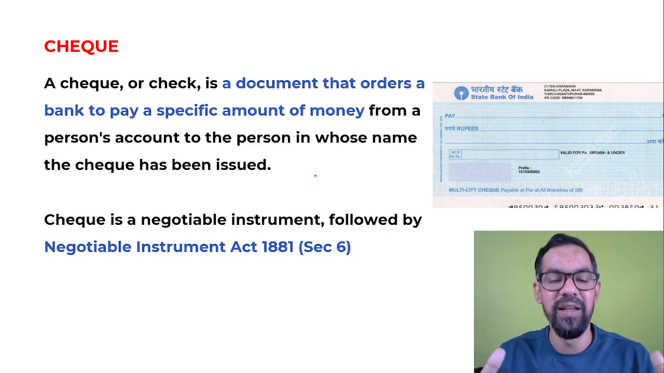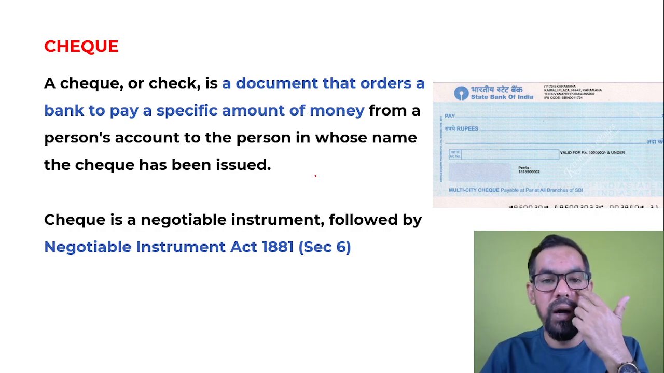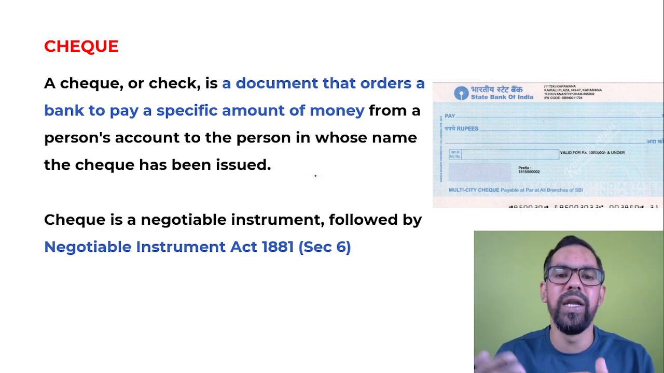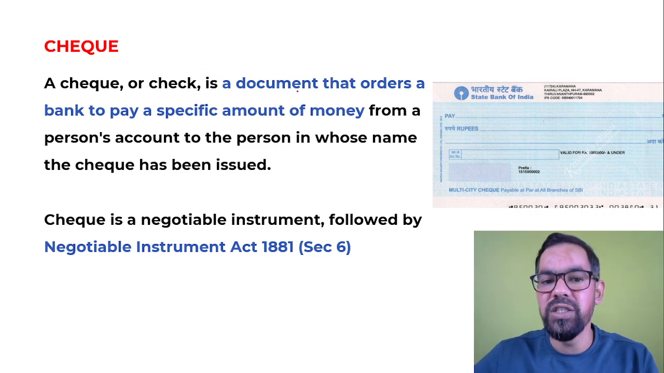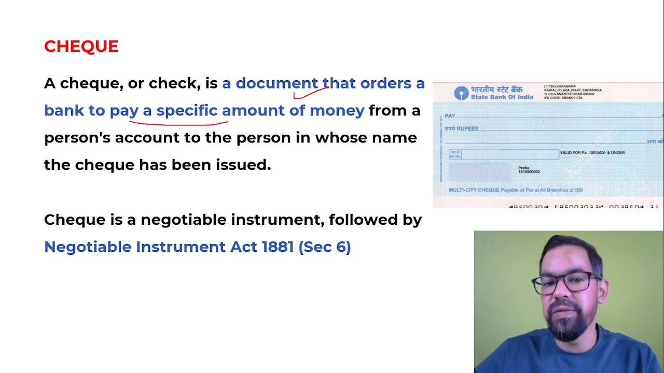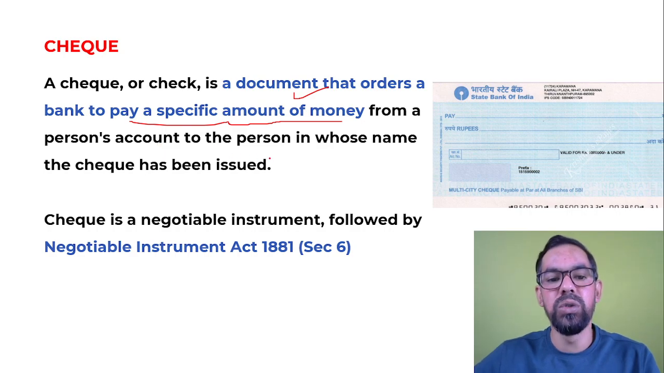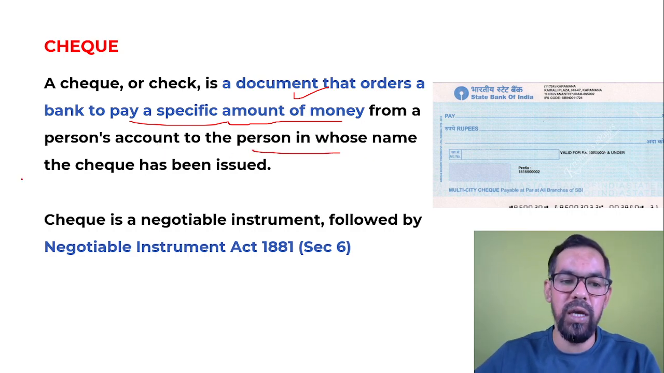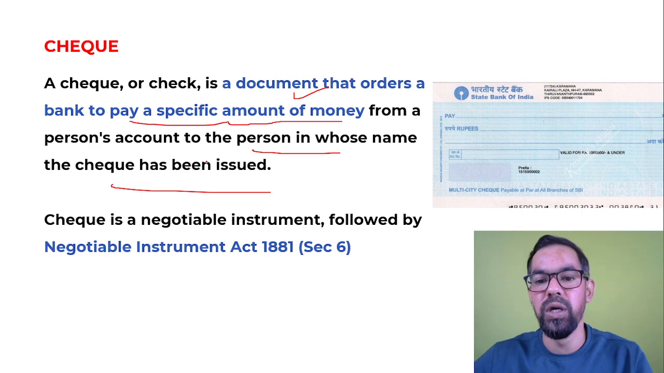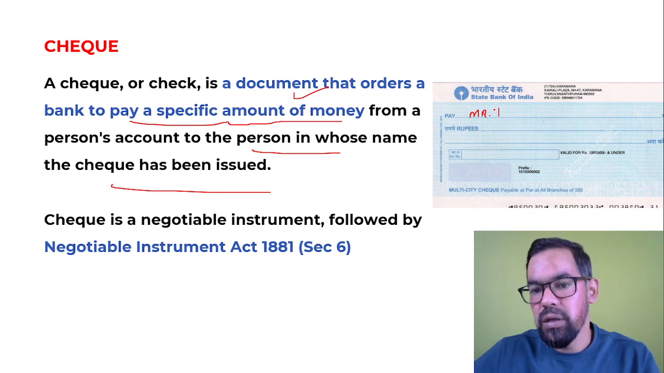So check is very simple. We generally use this document for day-to-day transactions in our business or any personal uses as well. A check is a document that orders a bank to pay a specific amount of money from a person's account to the person in whose name the check has been issued. So let's say you issued a check, pay to Mr. X this sum of money.